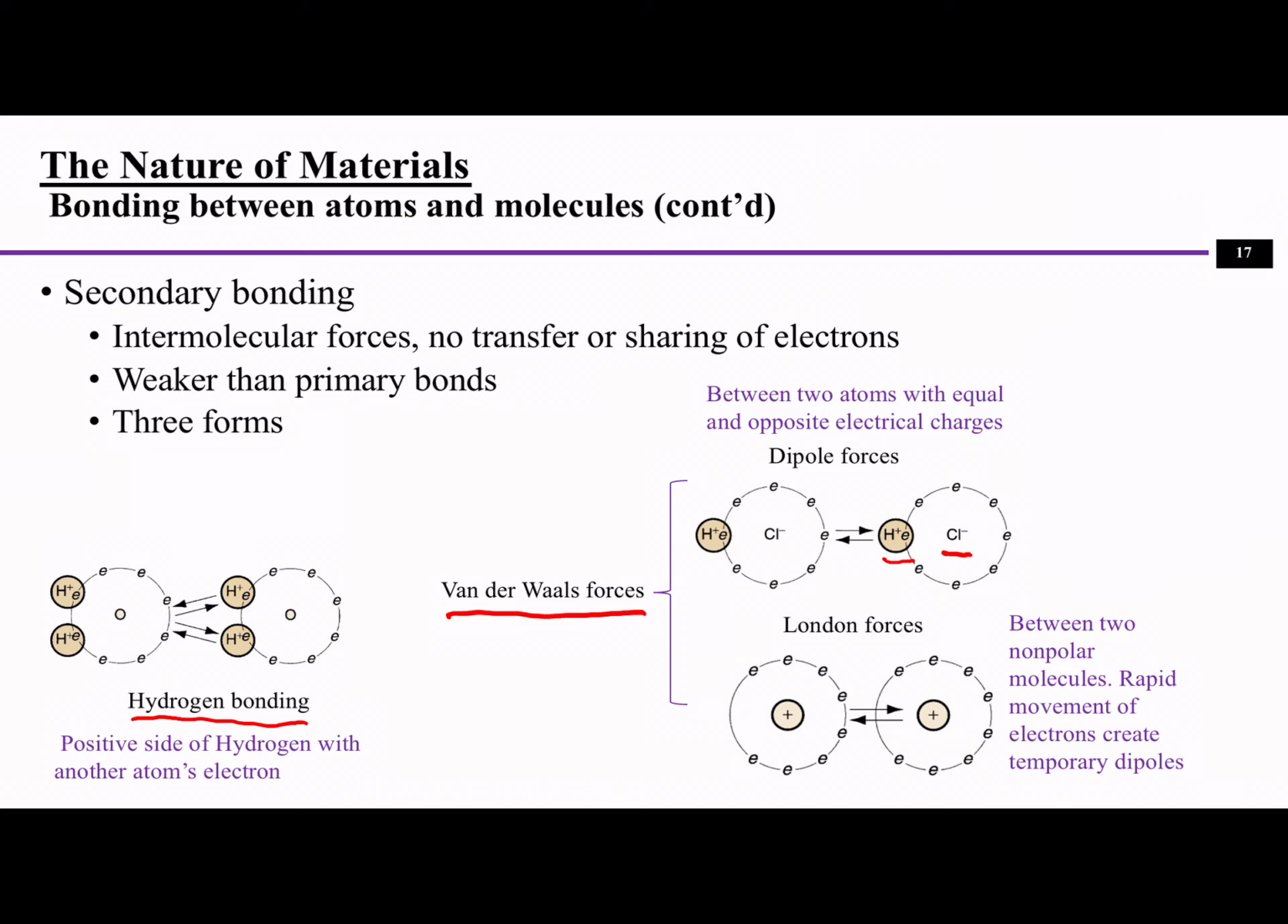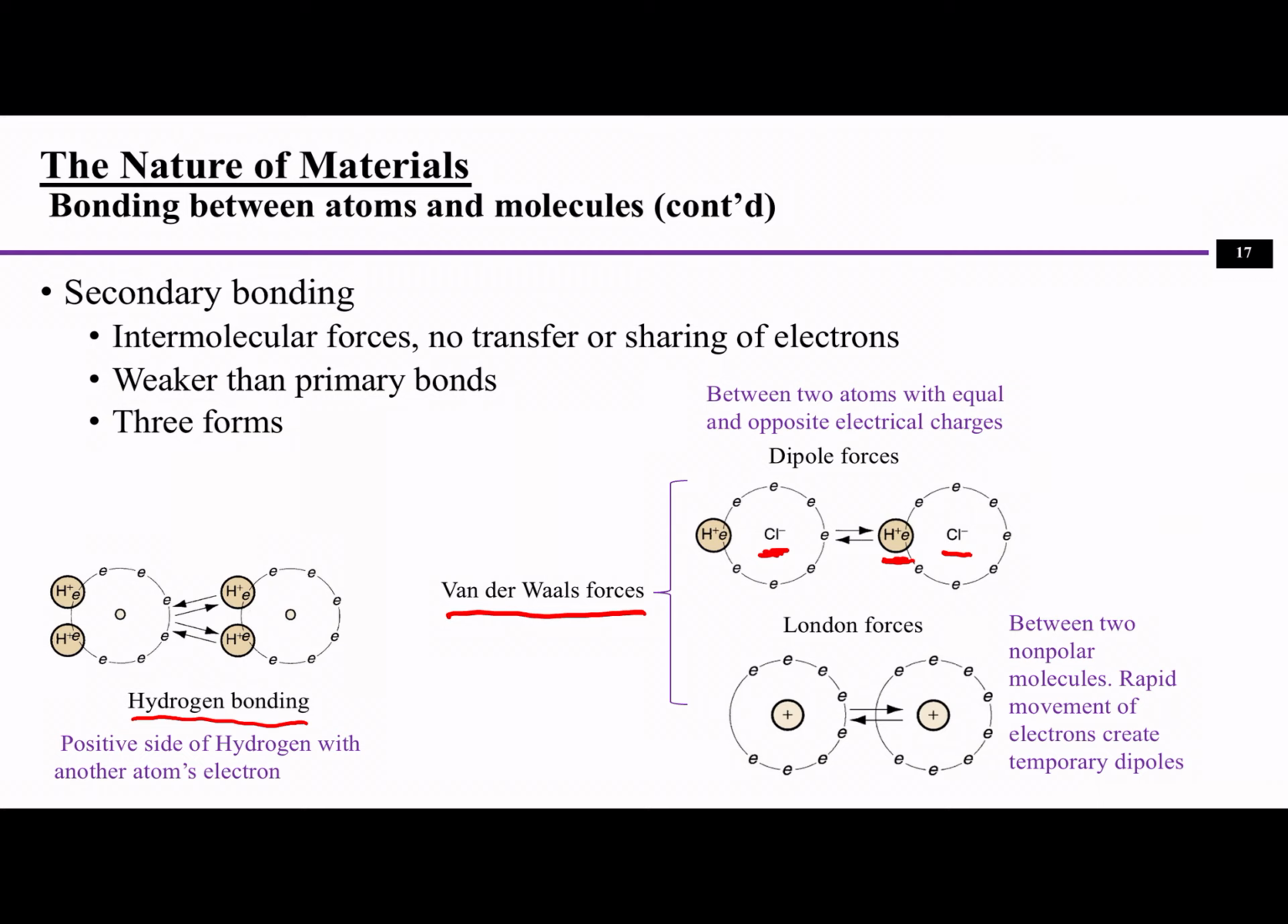Hydrogen has a positive charge, while chloride has a negative charge. So when the hydrogen is at this side and the chloride at this side, it will form a force because of the different electrical charges. So they form different dipoles, and that is how they are going to attract each other. So this is the dipole force.